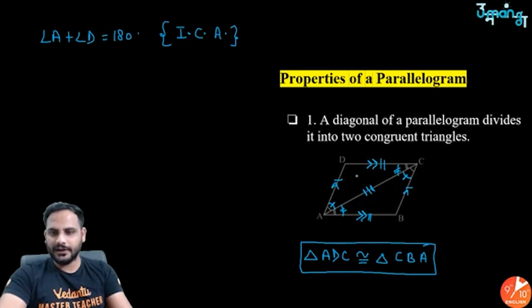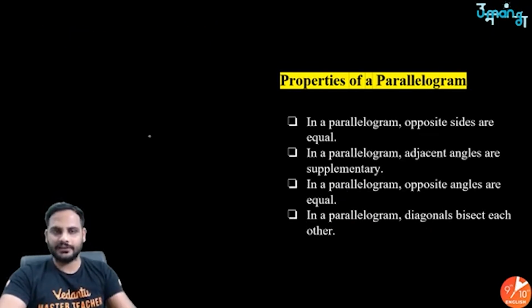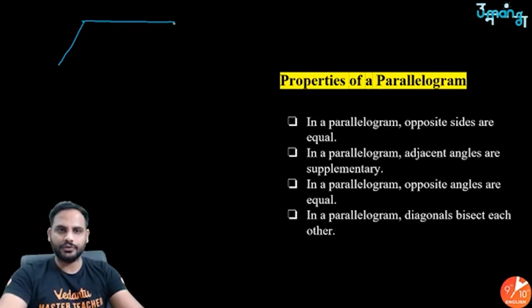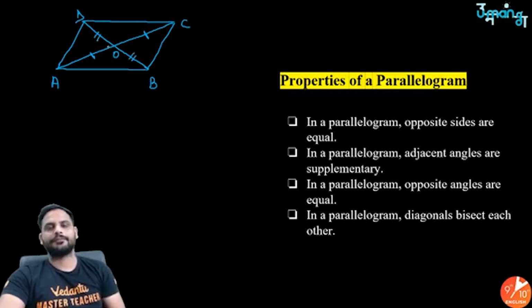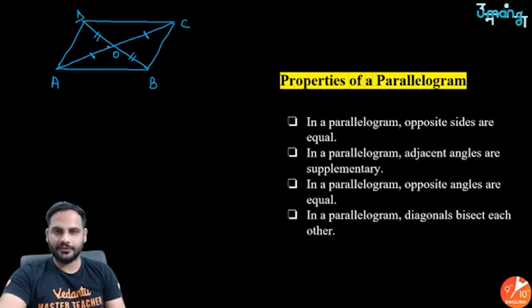Then opposite angles are equal. How are they equal? If these two triangles are congruent, clearly angle B is equal to angle D. The same proof of congruency of triangles by CPCT. And diagonals bisect each other. The proof for this we have already done in the Umang series. If you follow the session, you will get the proof for all these properties, which I have done one by one. So if ABCD is a parallelogram and O is the point of intersection, remember AO is equal to OC and OB is equal to OD. Got it? These are the properties of a parallelogram.